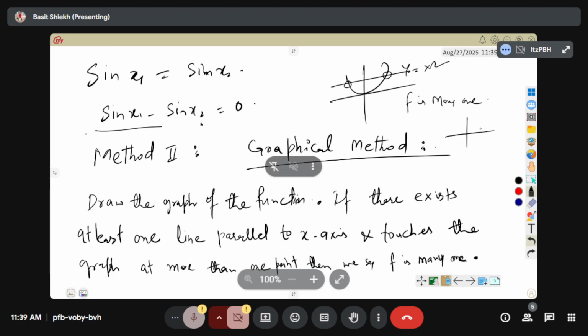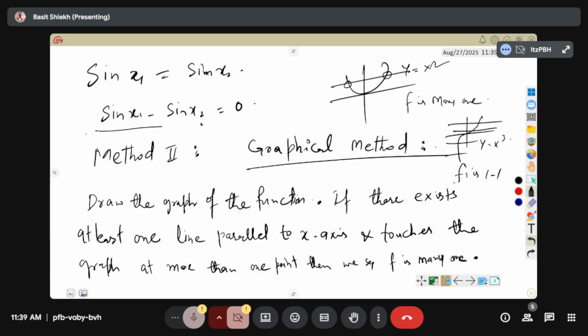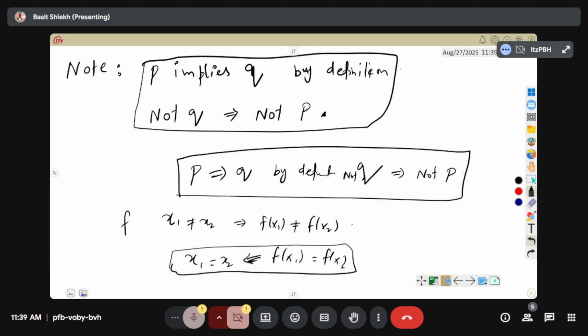Let's take y equal to x cube. Draw any line. No line will touch our graph at more than one point. So it is not many one. If it is not many one, it's one-one. F is one-one. Let's go to the next page. Is this graphical approach clear? Just give a thumbs up.